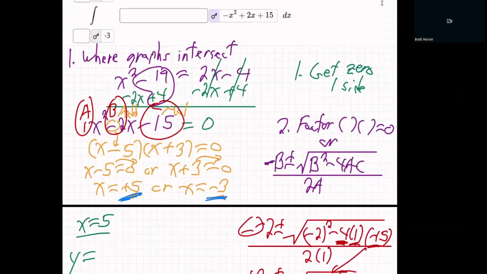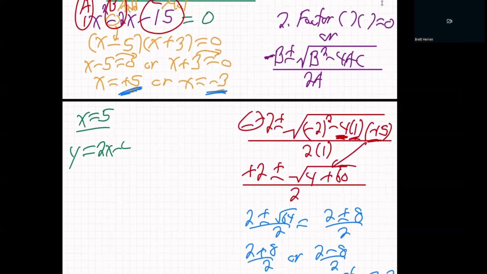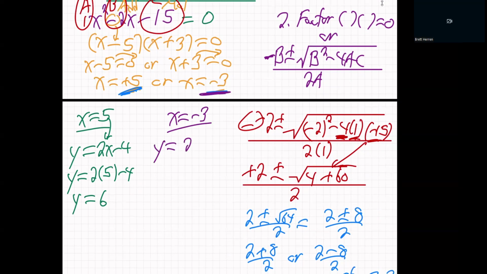So I'm going to grab y equals 2x minus 4. They're going to have the same y value. Plug in the 5, since they intersect there. So that's going to be 10 minus 4, going to be 6. And then the other one is x equals negative 3, right? Let's plug into the same exact equation. Or you can plug into the other one. Again, it doesn't matter. It'll come out the same either way. So you get minus 6 minus 4, minus 10.